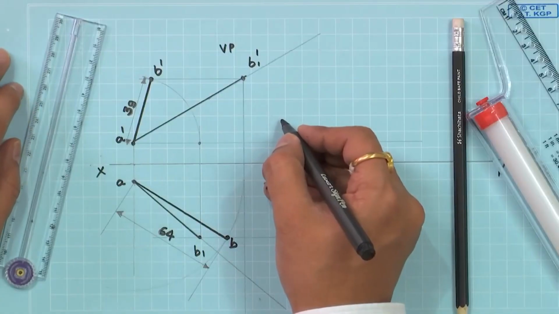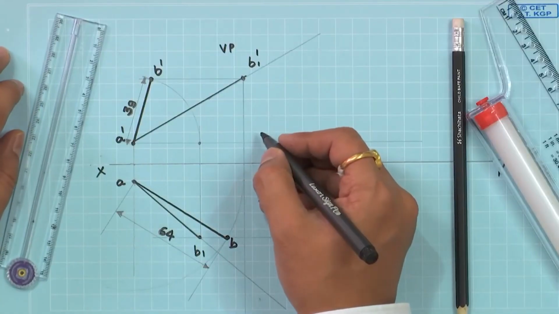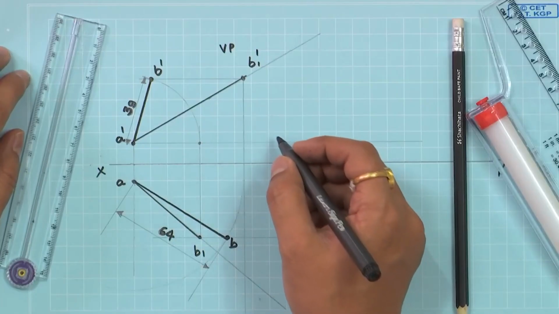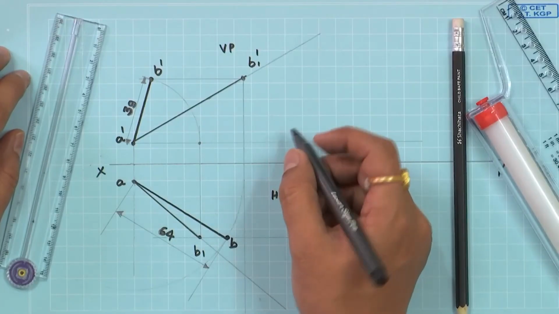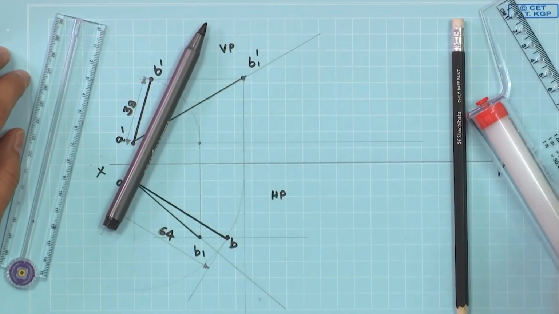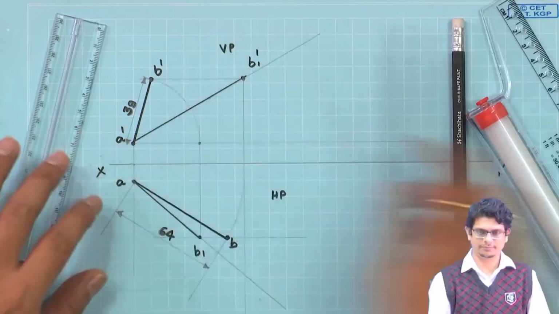So, when a line is inclined to both the vertical plane and the horizontal plane, we have to use these kinds of projections to construct the front view and top view of the system. Let us look at more problems in the next class.